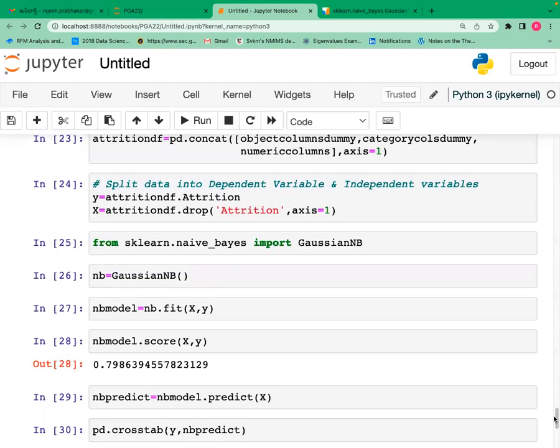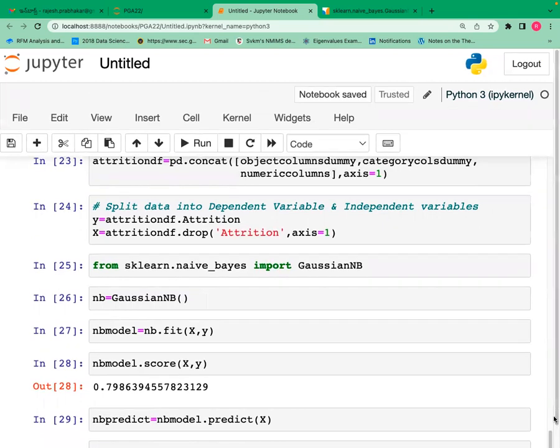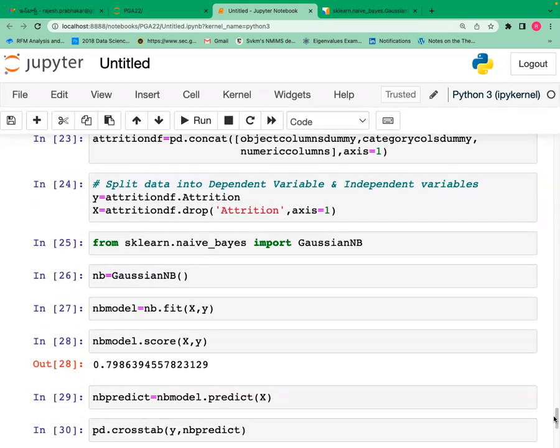Gaussian means linear naive Bayes. We are doing linear naive Bayes, right? We are trying to find the relationship between a dependent variable and multiple independent variables. We can also use Bernoulli naive Bayes, but the independent variables must all be binary.